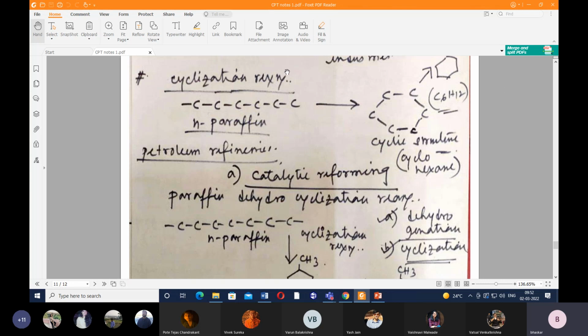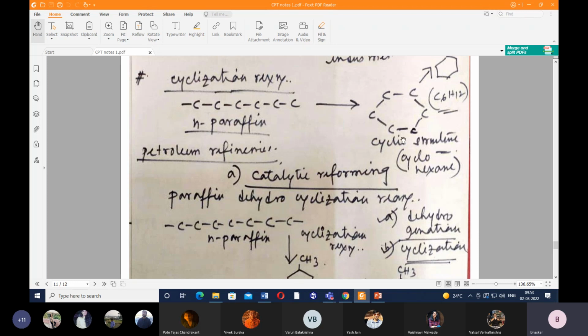In petroleum refinery, this is one of the famous reactions, called the cyclization reaction. In cyclization, we start with a normal chain compound, a normal paraffinic compound. It shouldn't have any double bond or triple bond. In the presence of a nickel-based catalyst, and sometimes in petroleum refinery a platinum-based catalyst, in order to improve the yield of the desired product, from a normal paraffinic compound we get a cyclic compound.